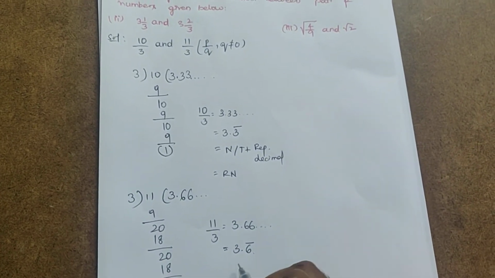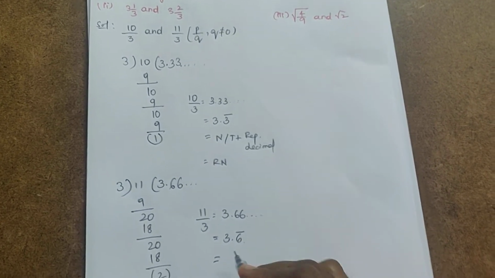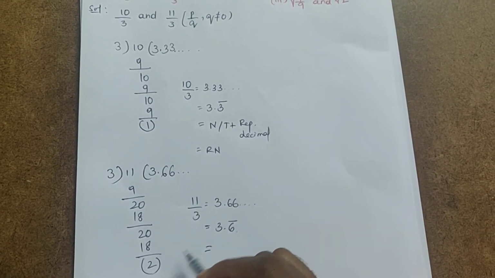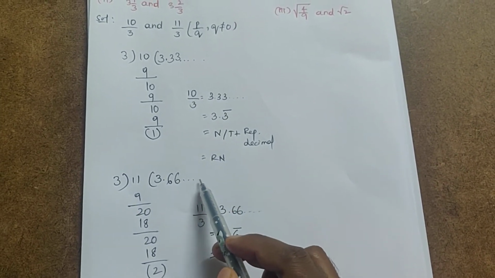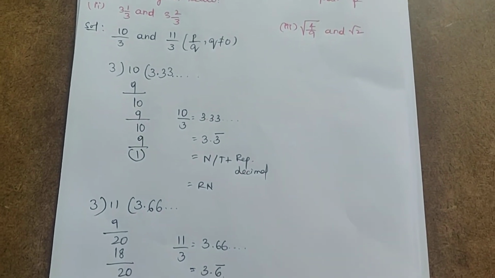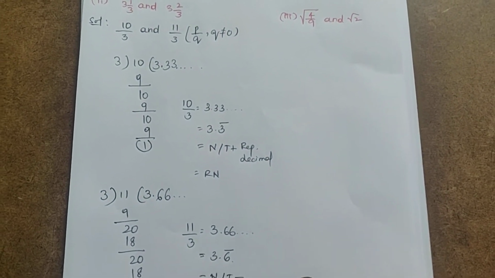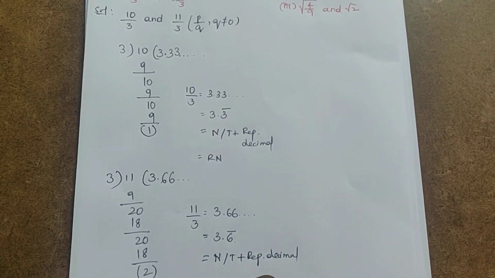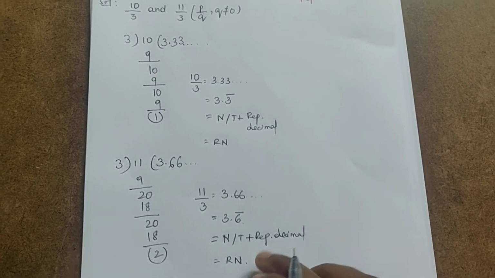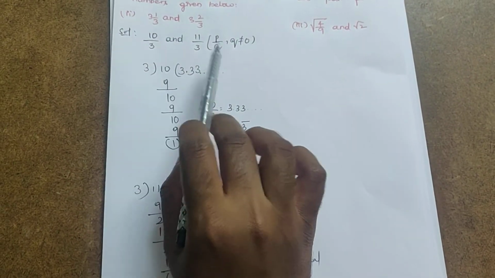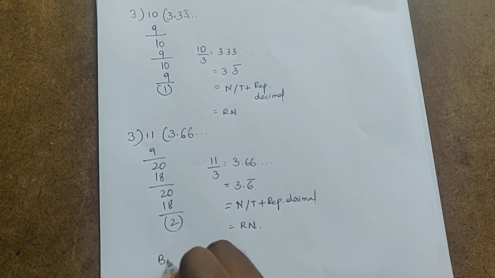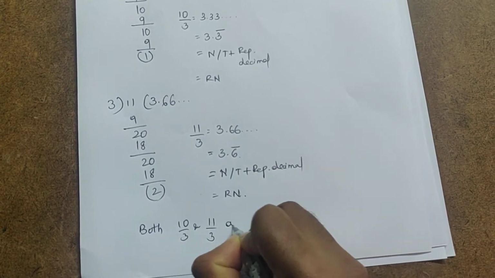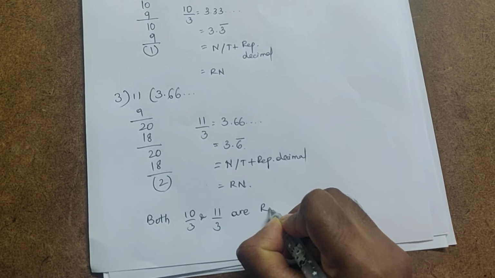Hence 11 by 3 is a fraction where the remainder is not 0 and the decimal keeps on repeating. Hence it is a non-terminating and repeating decimal. So 11 by 3 is also a rational number. So in the given question, both 10 by 3 and 11 by 3 are rational numbers.